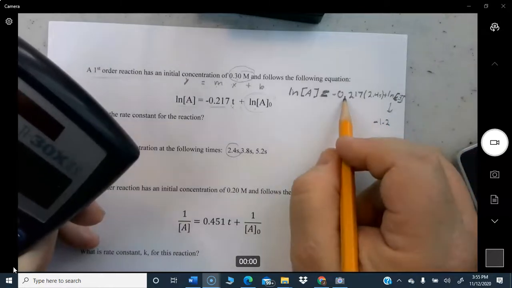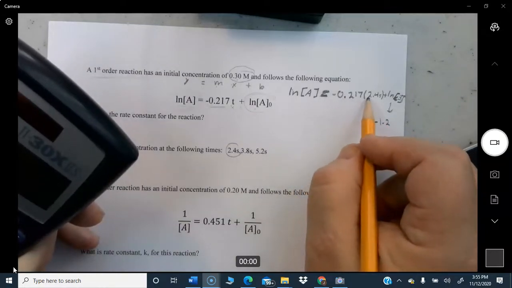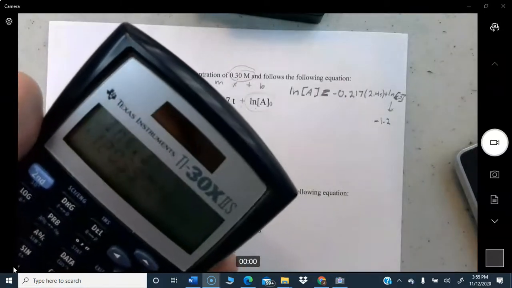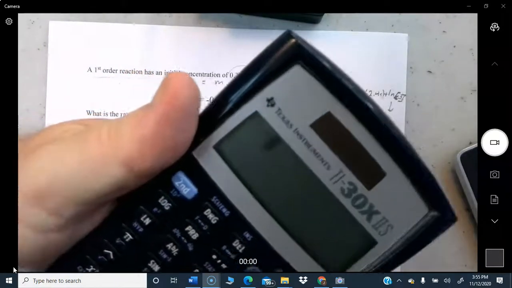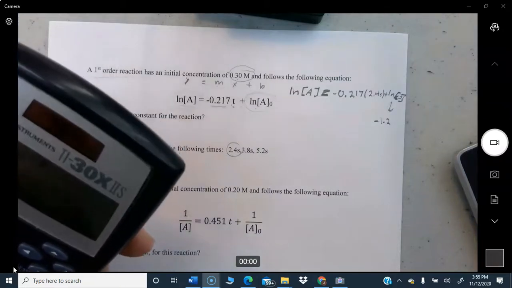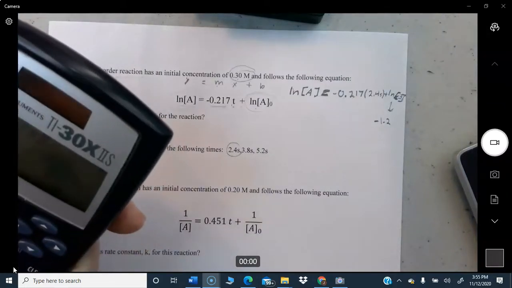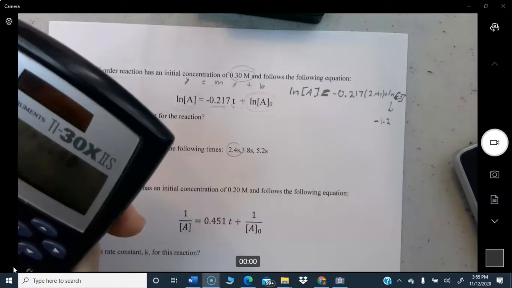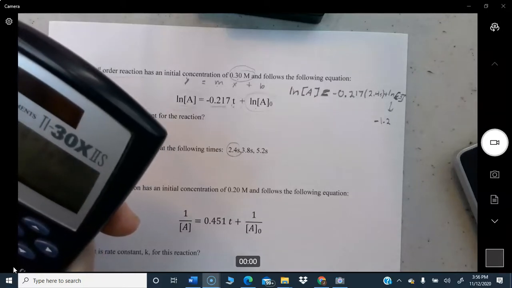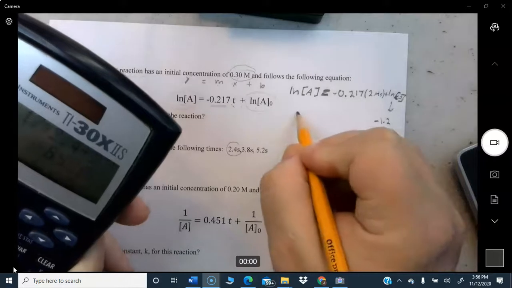Okay, and now it's going to be negative 0.217 times 2.4 right there. So I'm just going to go ahead and do that. Negative 2.17 times the time, which is 2.4 seconds. And then it's going to be minus 1.2, and that gives us this.